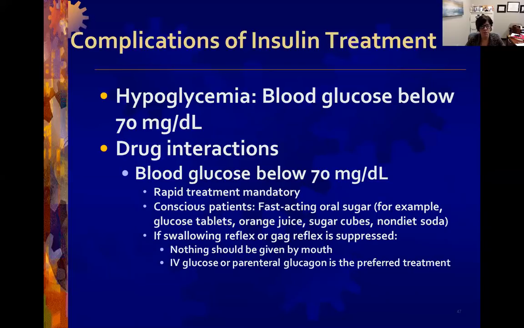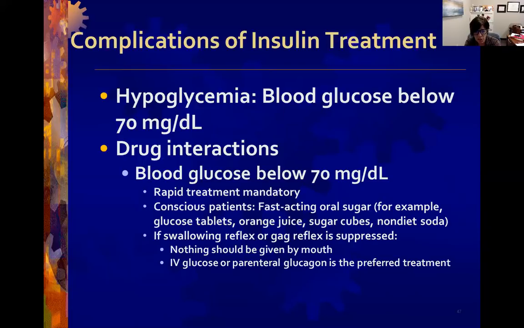Okay, so complications of insulin therapy. Obviously, if you're giving insulin to lower the blood sugar, you can lower it too much. So your patients can have a blood glucose level less than 70. It can interact with other drugs, so you always want to be sure of that. For blood glucose levels below 70, you want to do rapid treatment.